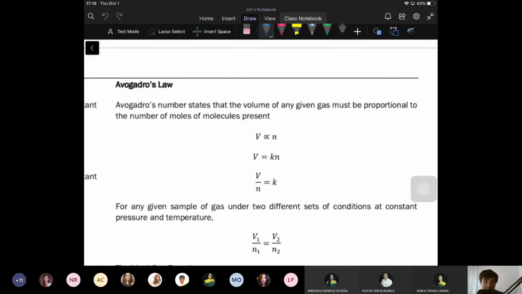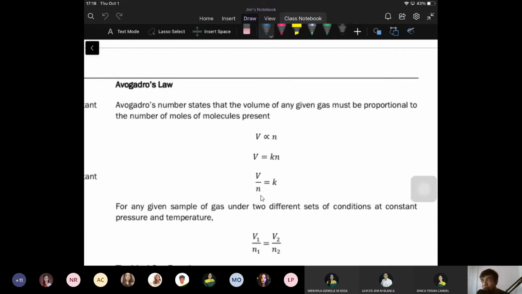So, that's the same for gases. So, if you have many gas particles, that means the volume will be increased as well. Kakalat kasi yung mga gas particles na yun, so they will occupy bigger volumes. So, this is the proportionality equation. Volume is directly proportional with the number of moles of gas. We can remove proportionality by introducing constant equals Kn.